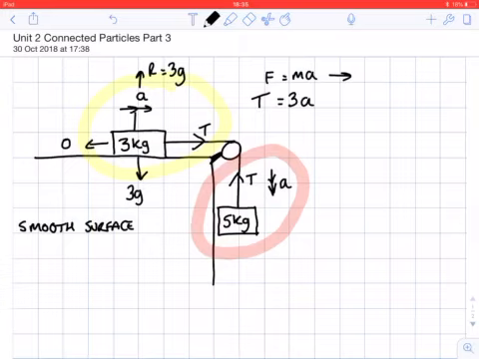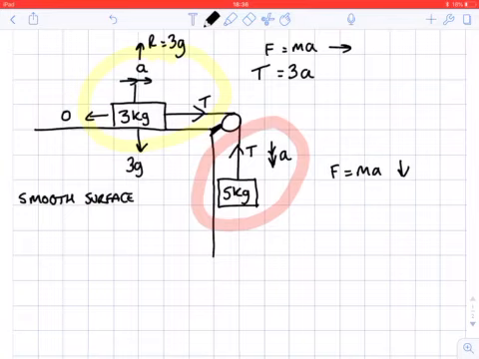If we now look at the second situation of the particle hanging over the edge, well, we apply F equals ma in the direction of motion. And now, obviously, we've got the 5 kilogram particle. Well, there's going to be a force of weight of 5g, dragging this particle to the centre of the Earth, or vertically downwards. And applying F equals ma, we would have 5g is acting down, tension is pulling back, resisting the motion. So that's 5g minus T is equal to 5a.